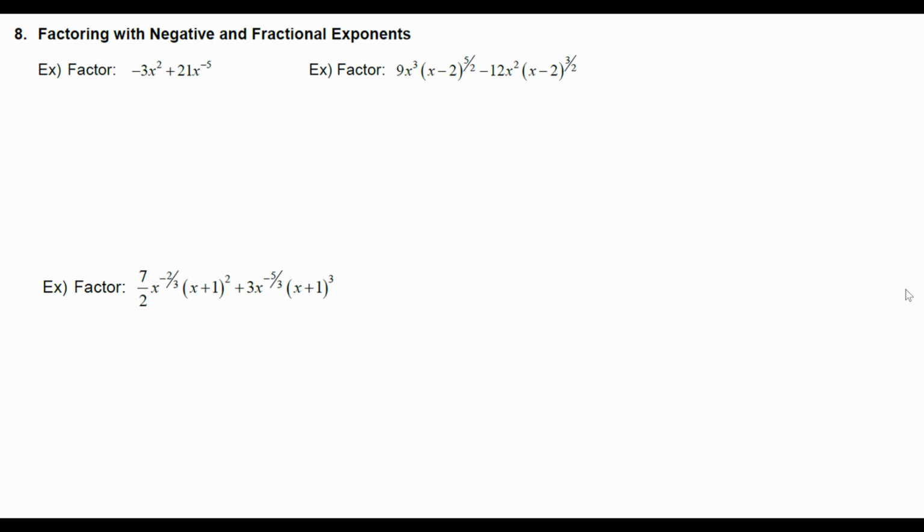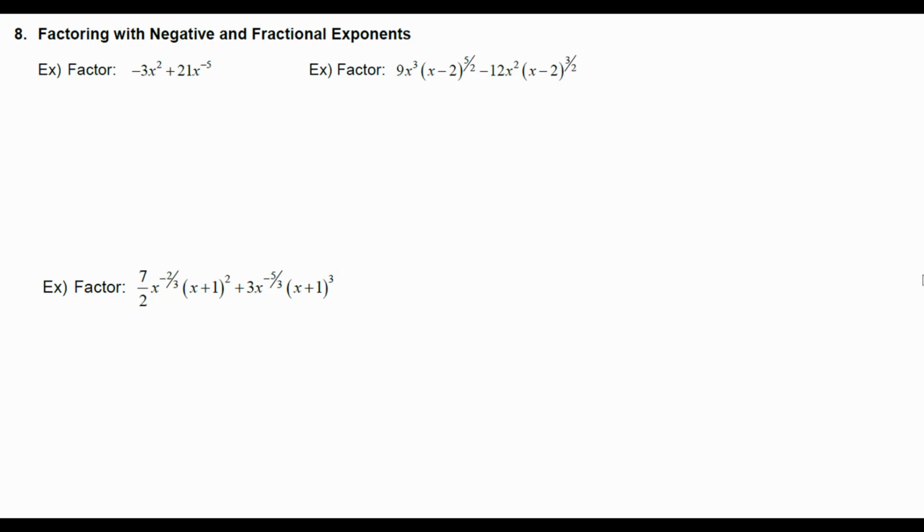Number 8. Factoring with negative and fractional exponents. Example. Factor negative 3x squared plus 21x to the negative 5th. You are going to see a lot of problems like this semester. Even though you are good at factoring, sometimes with a negative or fractional exponent, you get really confused. But it is really the same strategy.